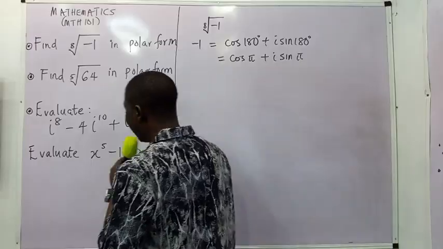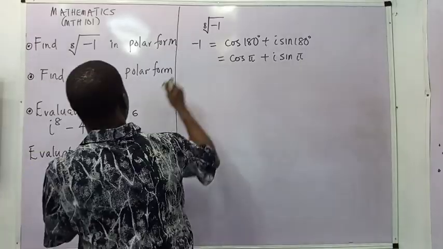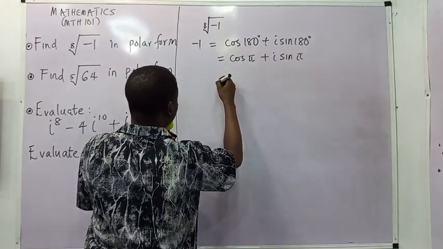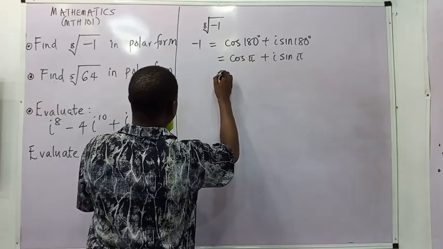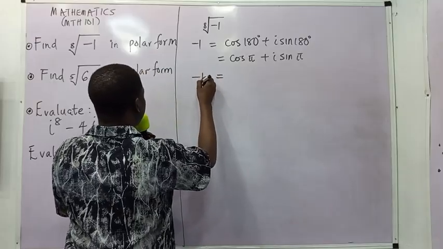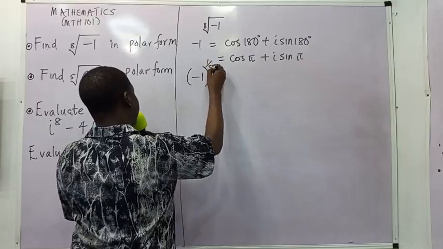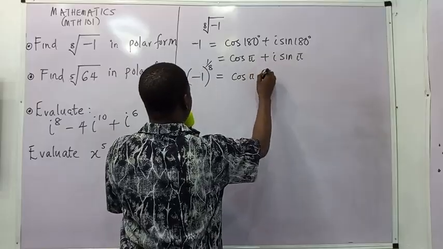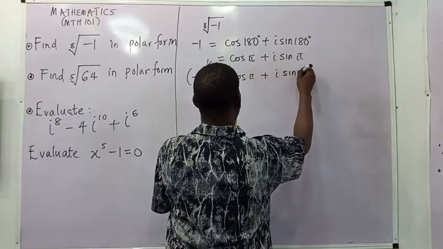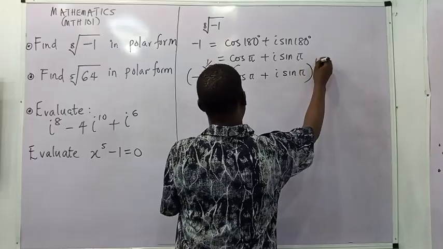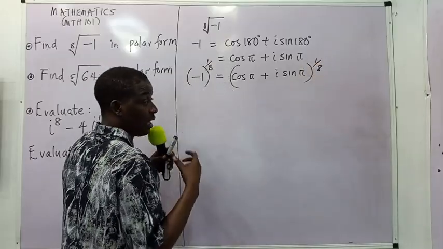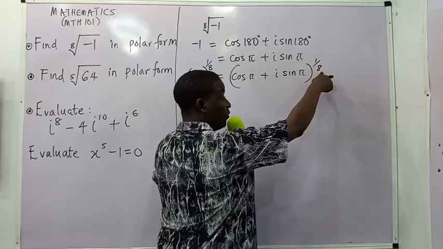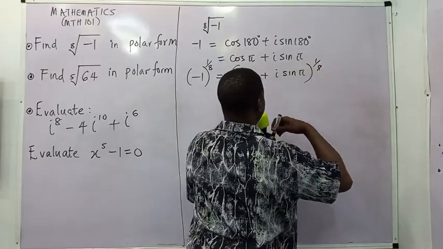Now, that means the eighth root of minus 1 can be written as minus 1 all raised to power 1 over 8, which is the same thing as cos pi plus i sine pi all raised to power 1 over 8. Now, we can write it using the Moivre theorem to solve all the possible values of the eighth root we are asked to find.